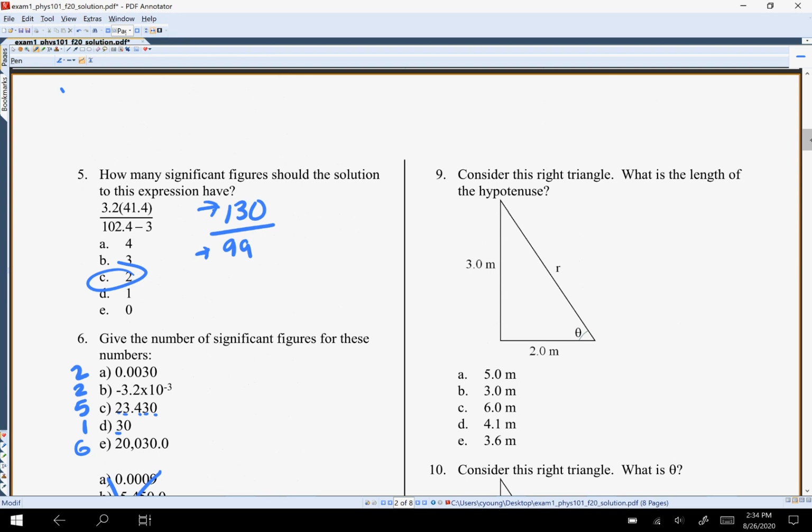Got some trig questions here for number 9. Consider this right triangle. What is the length of the hypotenuse? That's this leg. So I say the square root of 3 squared plus 2 squared is the square root of 13. And the square root of 13 is going to be 3.6.